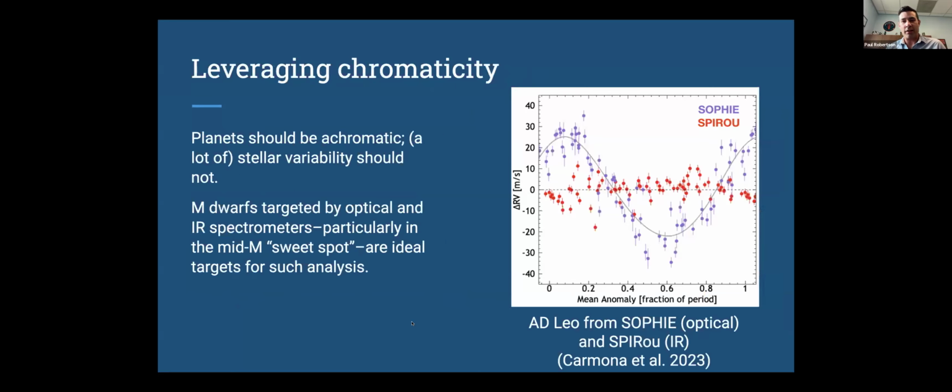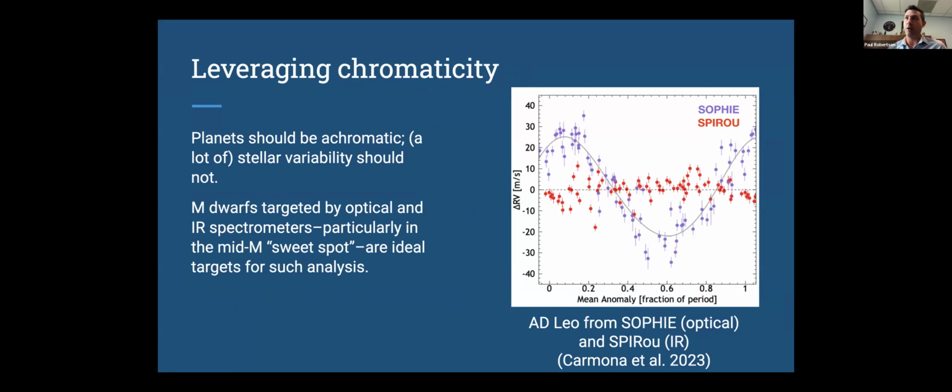The last thing I wanted to highlight for M dwarfs is chromaticity. Like I said, some of these targets are going to fall in the sweet spot where we can do really great RV precision in the optical and the infrared. And this can potentially help us discriminate between planetary signals, which should be achromatic, and stellar signals, which may not be. And so I'm showing here a great example of AD Leo, which is a highly active M dwarf.